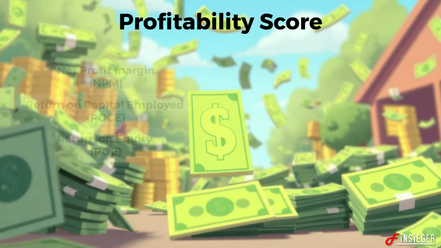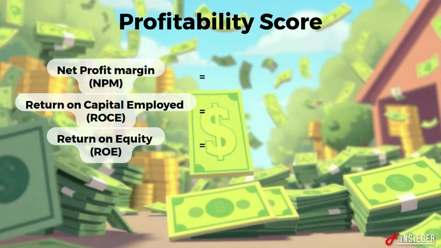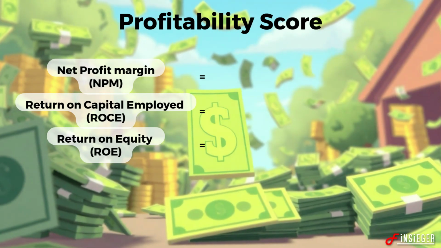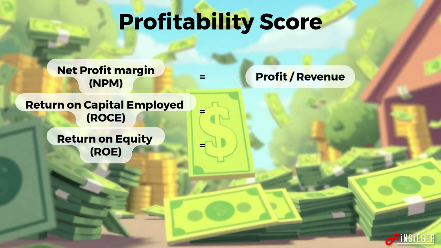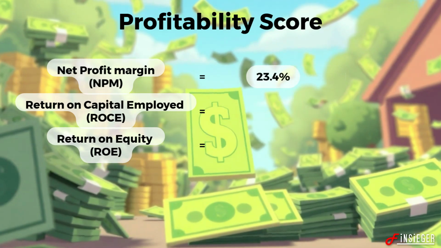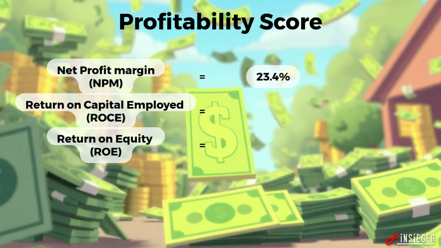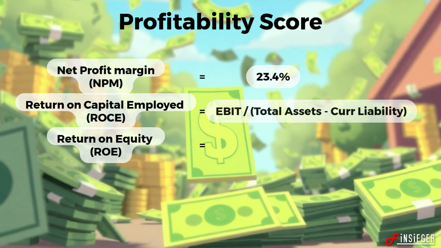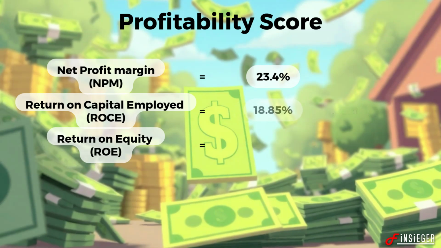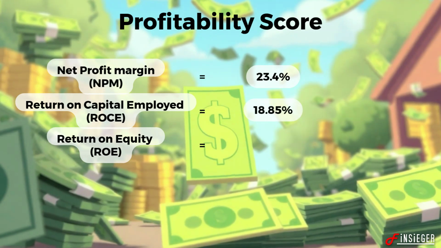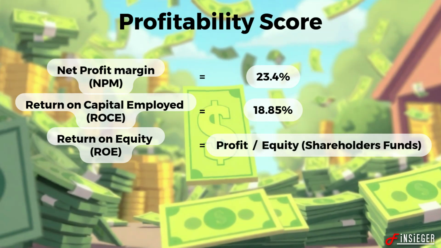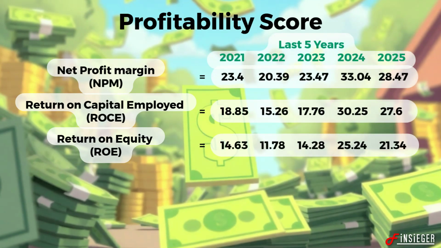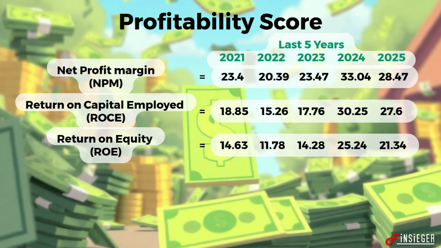For profitability score, we will be looking at NPM, ROCE and ROE to see the efficiency of the company to generate profits out of current available capital and assets. Net profit margin is final profit divided by revenue. In case of Divis, it is 23.4% this year. Return on capital employed is calculated by profit before interest and taxes divided by total assets minus short-term liability. Here it is 18.85%. Return on equity is profit divided by equity. So, it is 14.63% in this case. Considering the last 5-year data for all of the above ratios, Divis gets a profitability score of 4 out of 5.